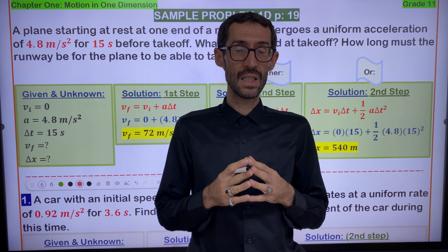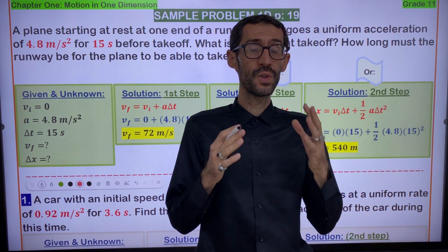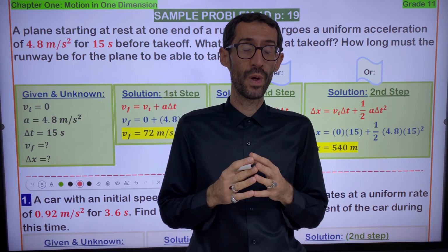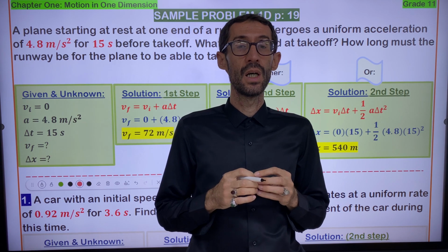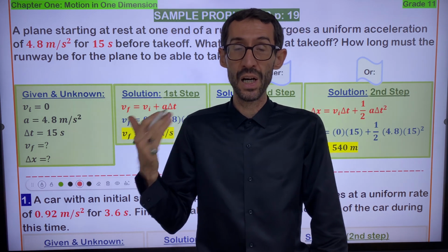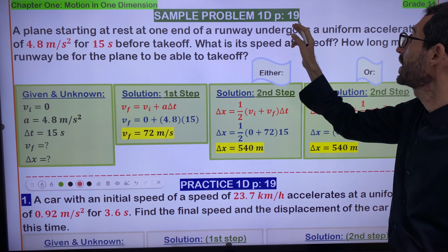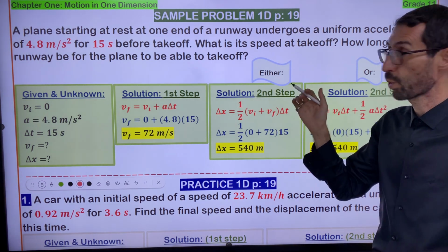In previous lessons, we proved two more laws of motion with constant acceleration. Right now, we are going to solve a sample problem regarding these laws. Sample problem 1D, page 90. Let me read the question for you.